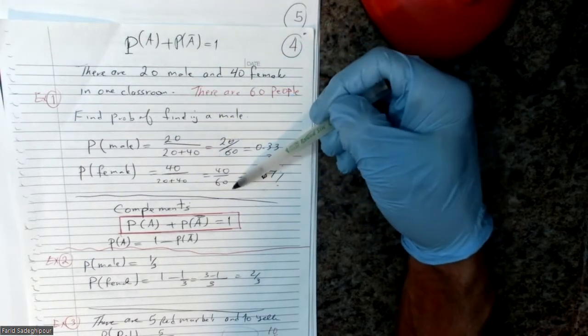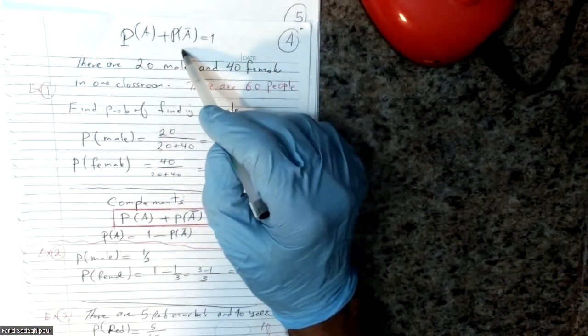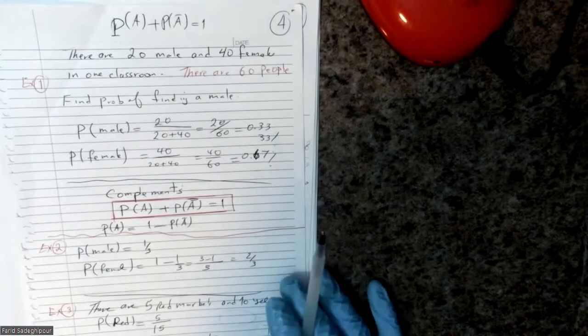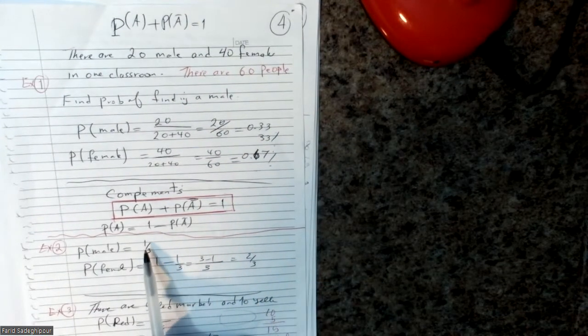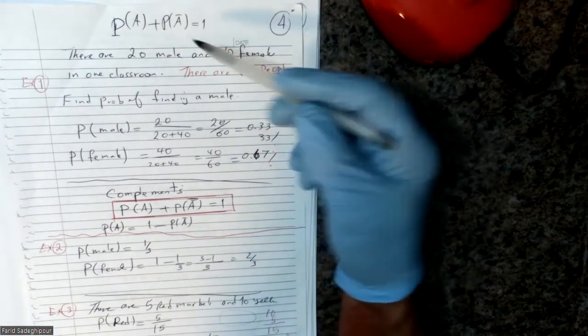You could either do it this way, or you could take this number, P(A), and subtract it from one to find the other one, so you don't have to do these calculations. For instance, if the probability of male is 1/3, how do I calculate the probability of female? 1 minus that, based on this formula.